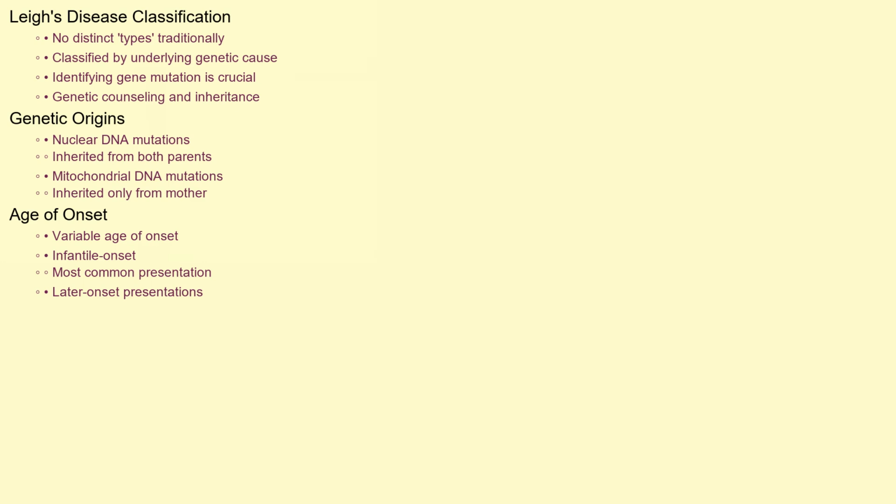While Leigh's disease doesn't have distinct types in the traditional sense, it's often classified based on the underlying genetic cause. Identifying the specific gene mutation is crucial for genetic counseling and understanding the inheritance pattern. Some cases are caused by mutations in nuclear DNA, inherited from both parents, while others are due to mutations in mitochondrial DNA, inherited only from the mother. Furthermore, the age of onset can vary, with infantile onset being the most common, but also later onset presentations.